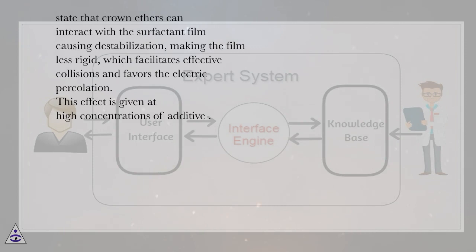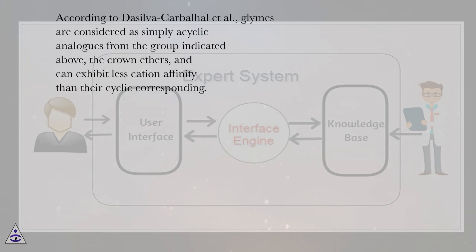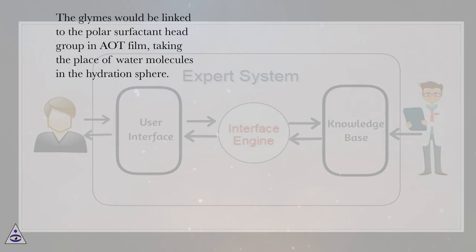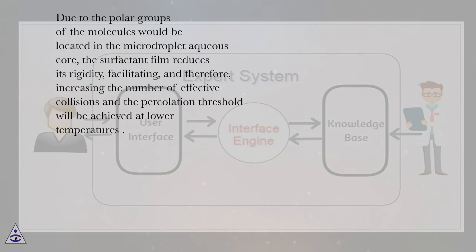According to De Silva Carbal et al., glymes are considered as simply acyclic analogs from the group indicated above, the crown ethers, and can exhibit less cation affinity than their cyclic corresponding. The glymes would be linked to the polar surfactant head group in the film, taking the place of water molecules in the hydration sphere. Due to the polar groups of the molecules being located in the microdroplet aqueous core, the surfactant film reduces its rigidity, facilitating, and therefore, increasing the number of effective collisions, and the percolation threshold will be achieved at lower temperatures.